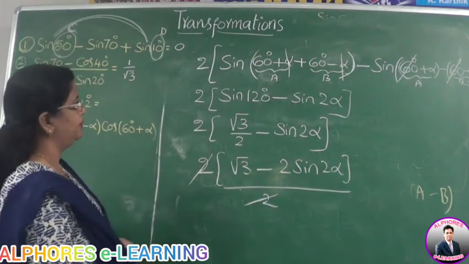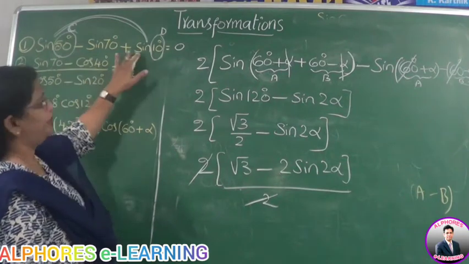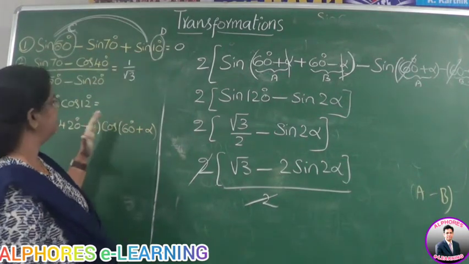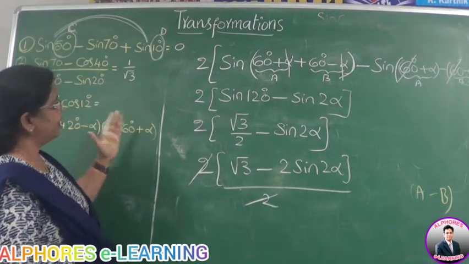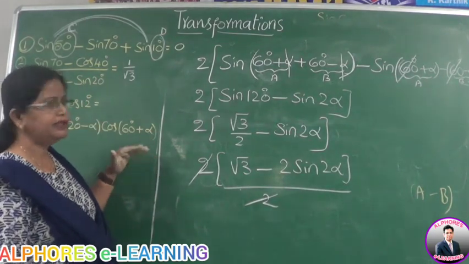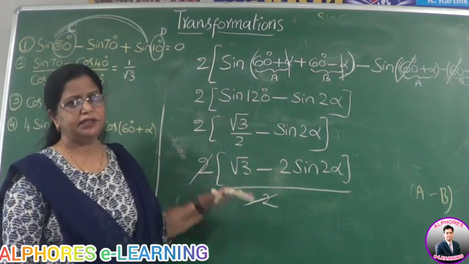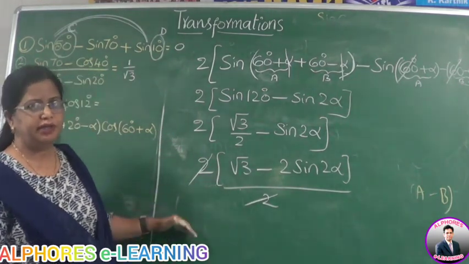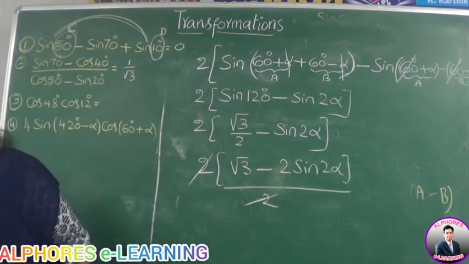Understand students? So in some problems we have converted sum as product, and in some problems we have converted product as sum. Understand? However, what is the use of the conversion, of transformation? You will get simplified values. That is the purpose of using transformations, right?